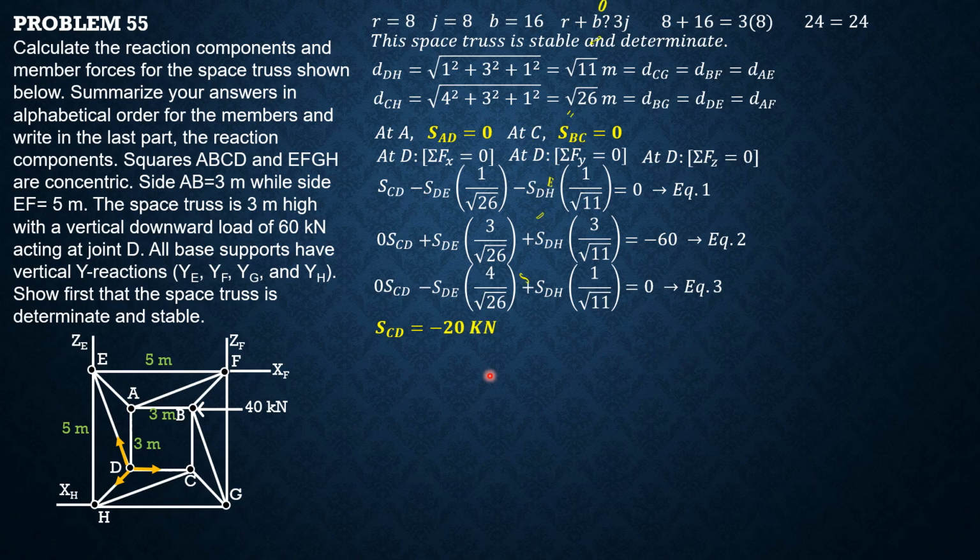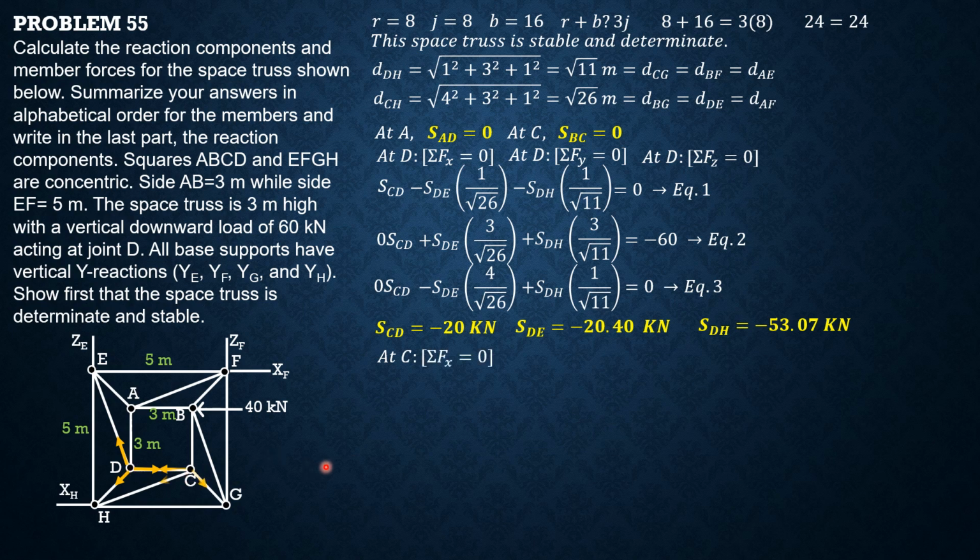Solving these three equations, 1, 2, and 3, simultaneously gives us the following results. SCD is negative 20 kilonewtons, SDE is negative 20.4 kilonewtons, so they are in compression, and SDH is negative 53.03 kilonewtons. So after D, we proceed to C.